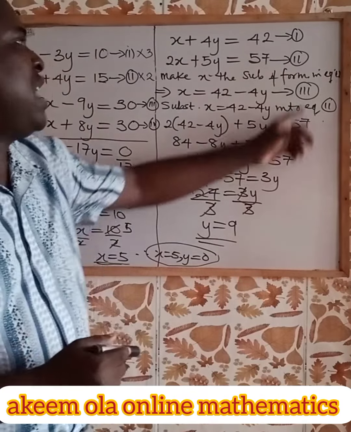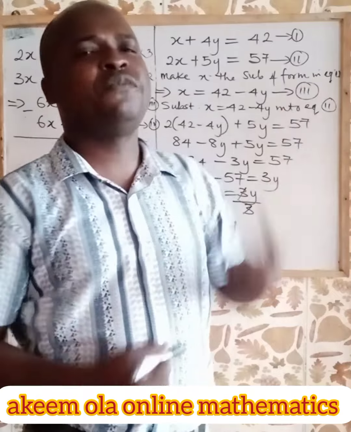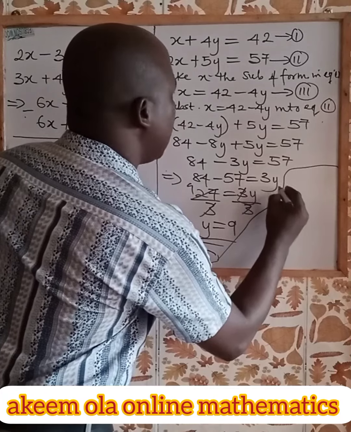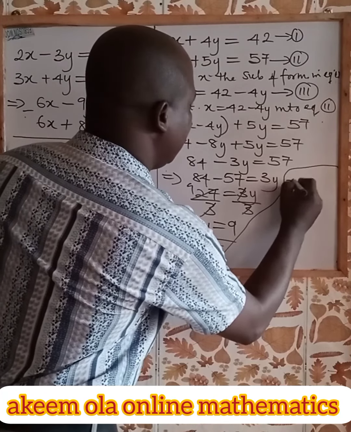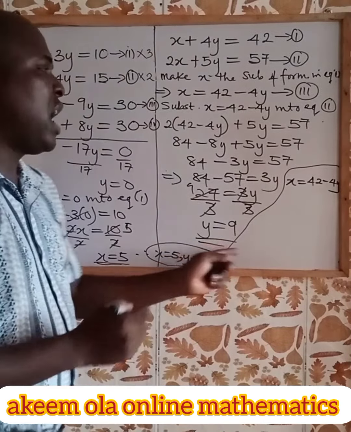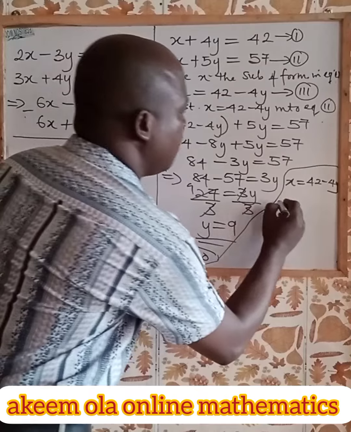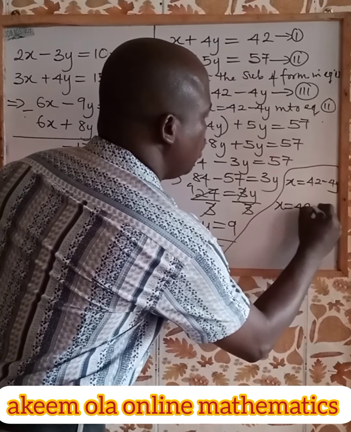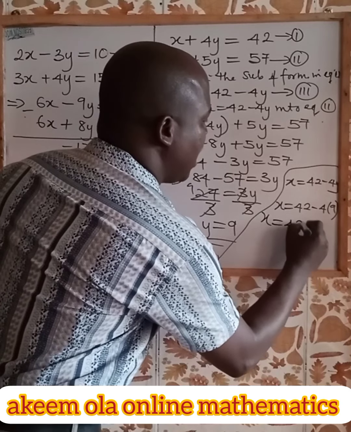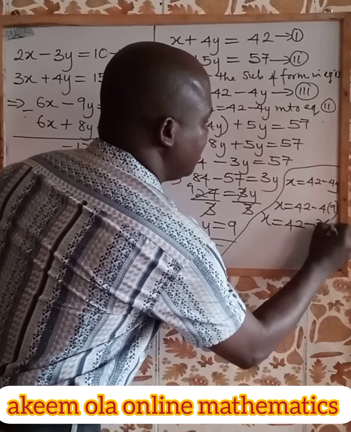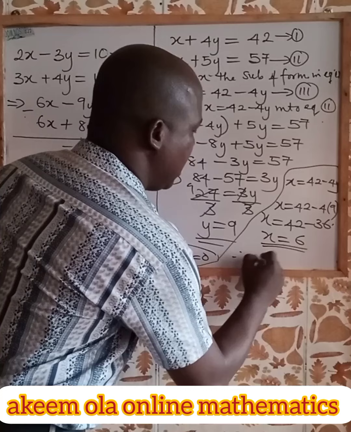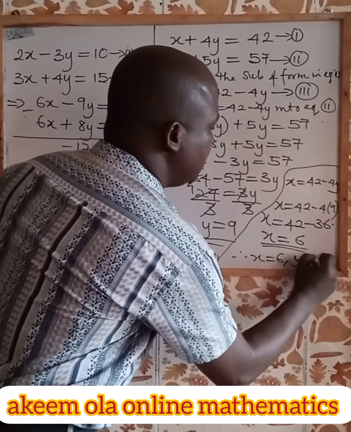Then I can now use my equation 3 to get the value of x. Look at equation 3. I have x is equal to 42 minus 4y. That means I'm going to represent y with 9. So if you do that, x will now be equal to 42 minus 4 into 9. 4 times 9 is 36. So I have 42 minus 36. So my x will now be equal to 6. So therefore, x is equal to 6 and y is equal to 9.